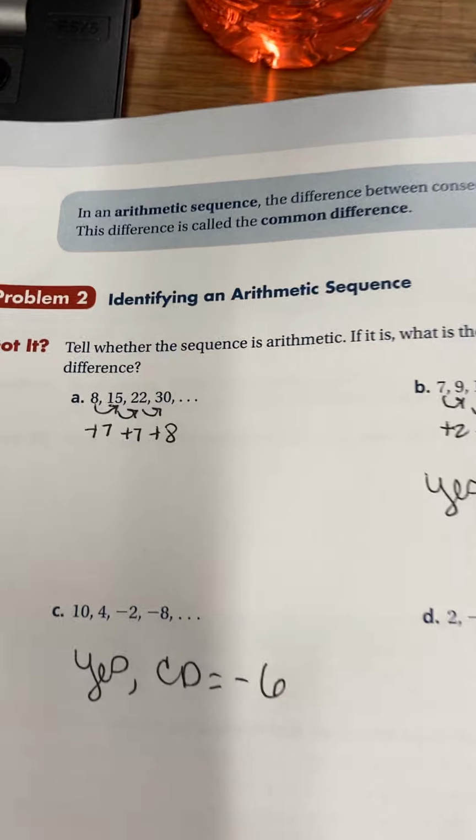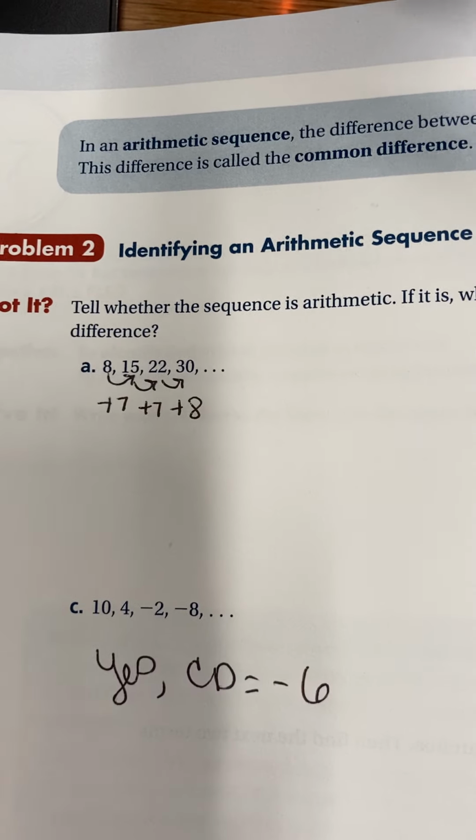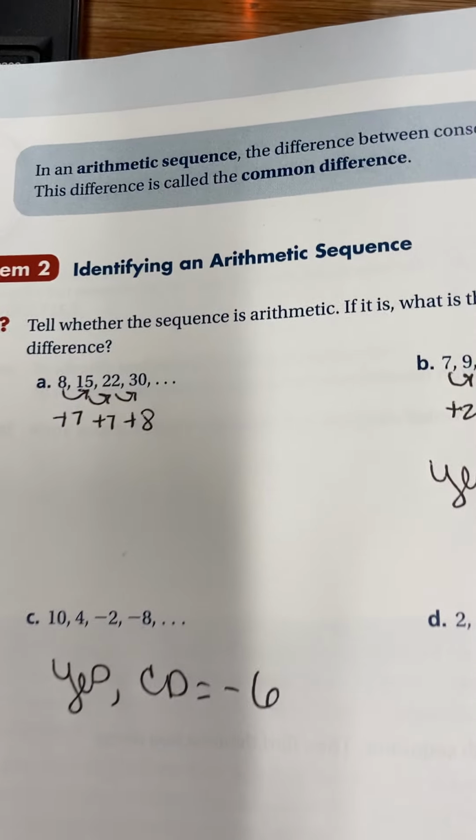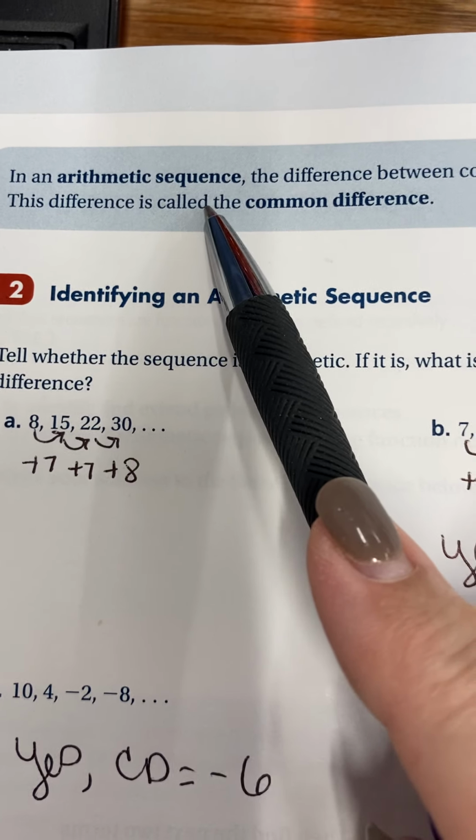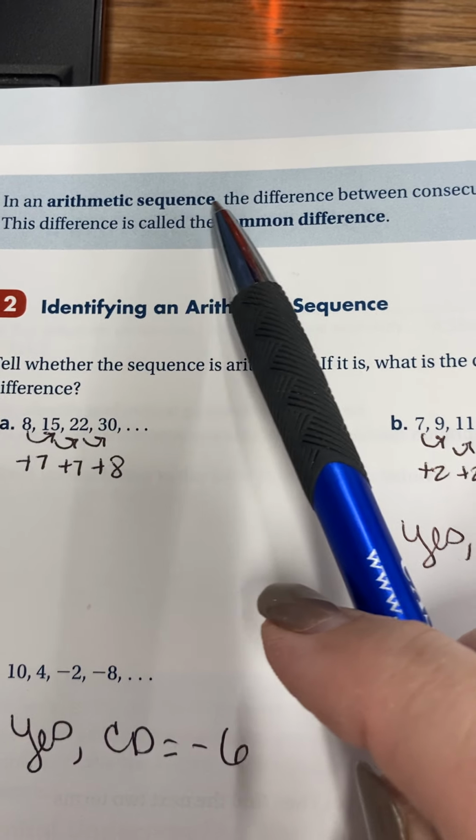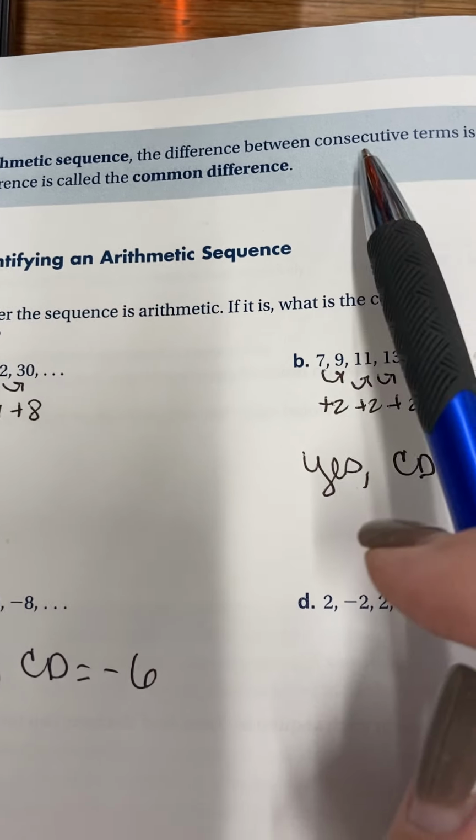I'm not going to go through page 147. If you want to go through that, that is fine, but I feel like this should be pretty easy for you. Okay, over on page 148, we're going to get into really what the section is about, and it is about arithmetic sequences. All right, and an arithmetic sequence has a difference between consecutive terms.